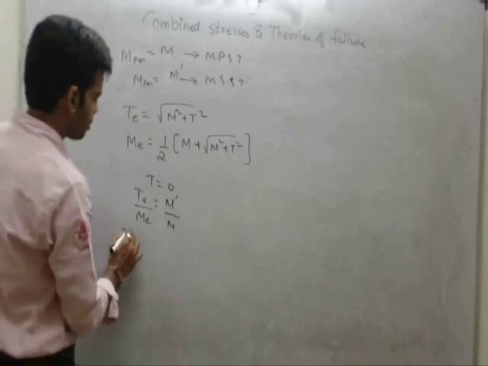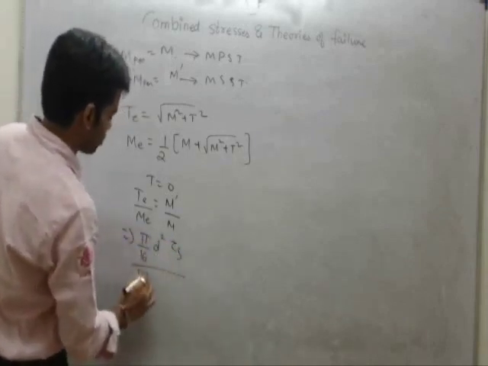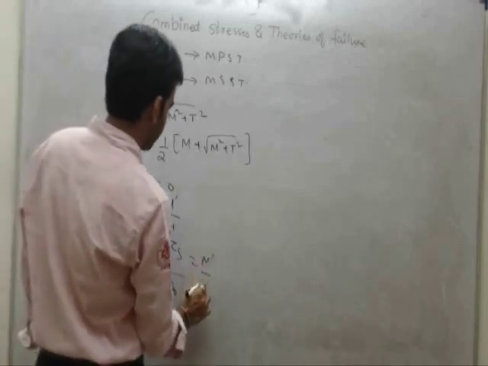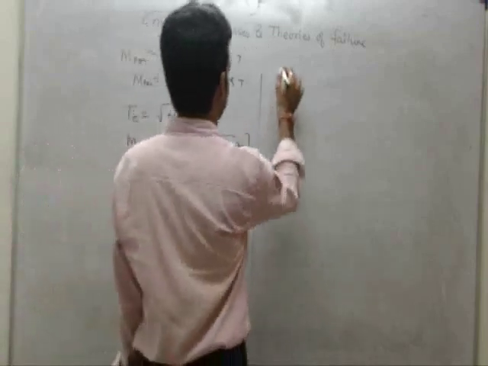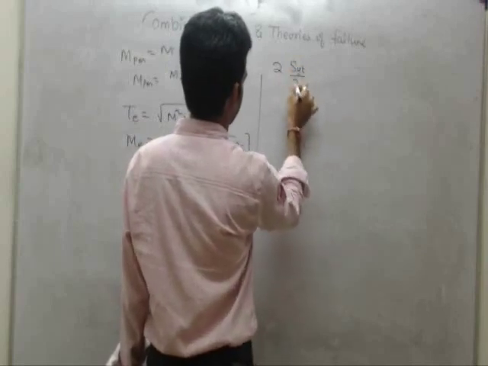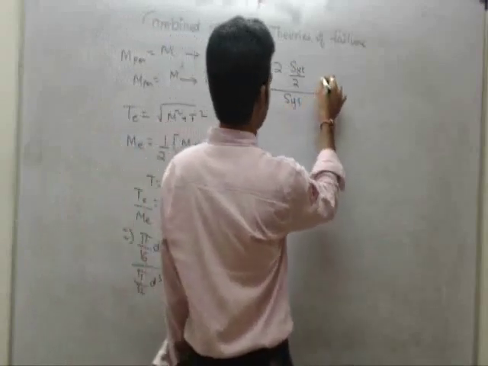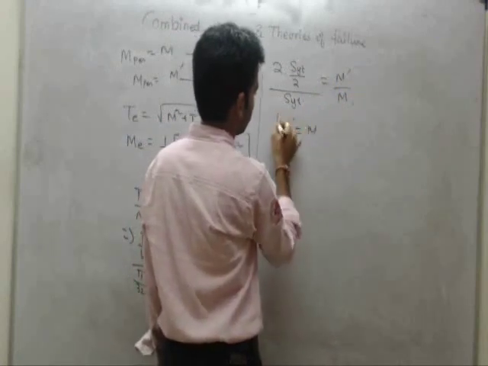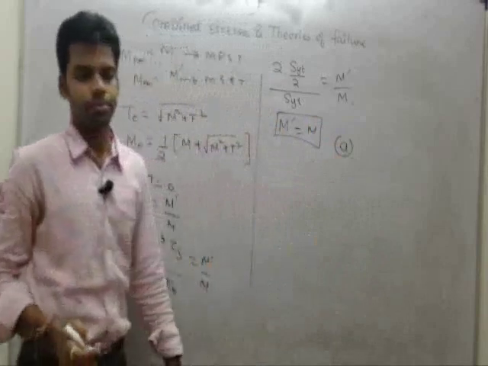What we will get? This will be equal to pi by 16 d cube into tau s upon pi by 32 d cube into sigma b is equal to M dash upon M. Further we can write 2 into tau s, and tau s will be written as SYT by 2, upon sigma b, which is nothing but SYT. This will be equal to M dash upon M. So from here we will get M dash equal to M. Answer is A. M dash is equal to M.